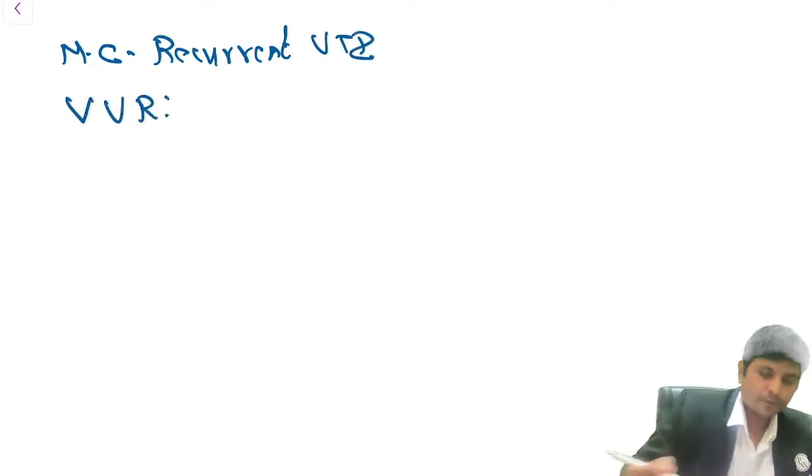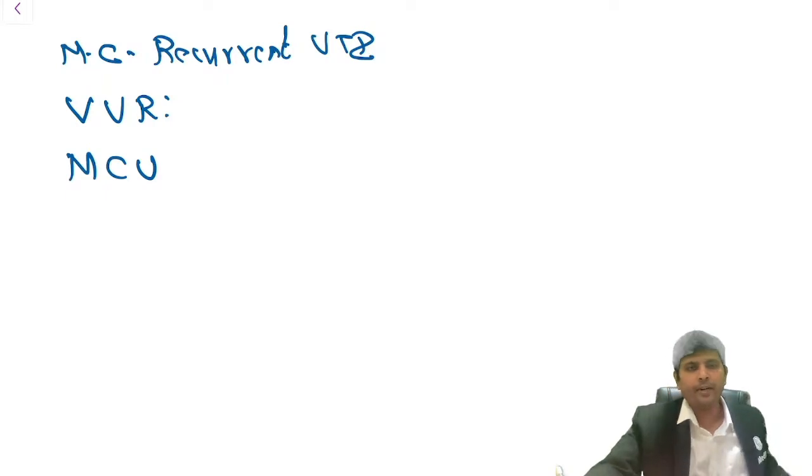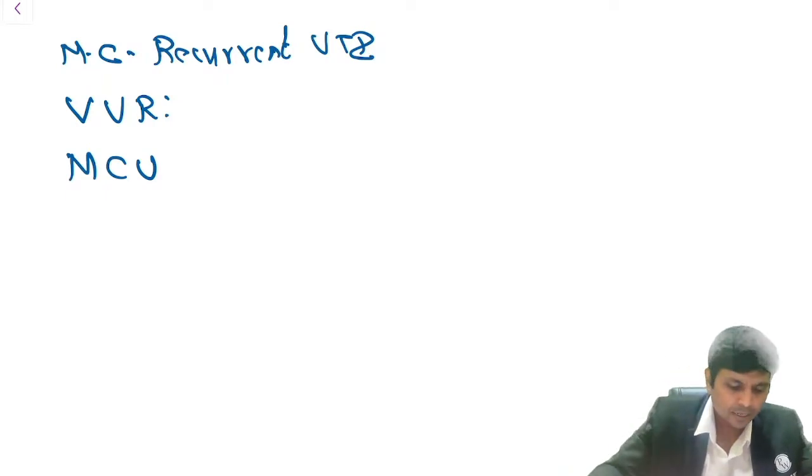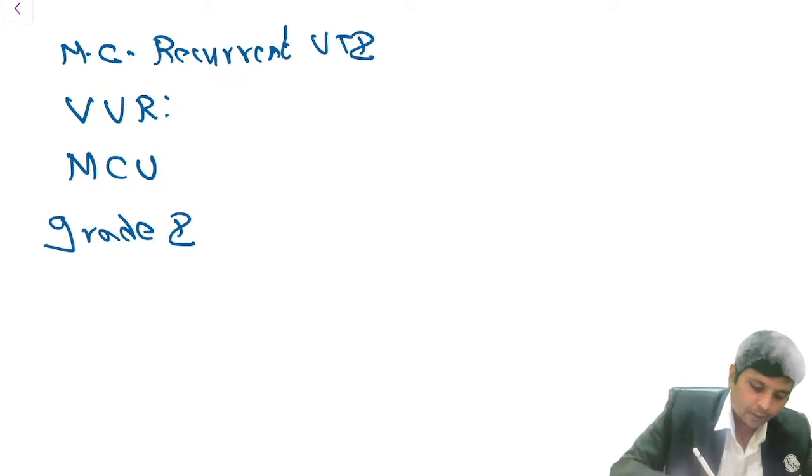Vesico-ureteric reflux. How to determine it? The investigation of choice is micturating cystourethrogram. It is divided into grades. In grade 1, there is reflux up to the mid ureter.